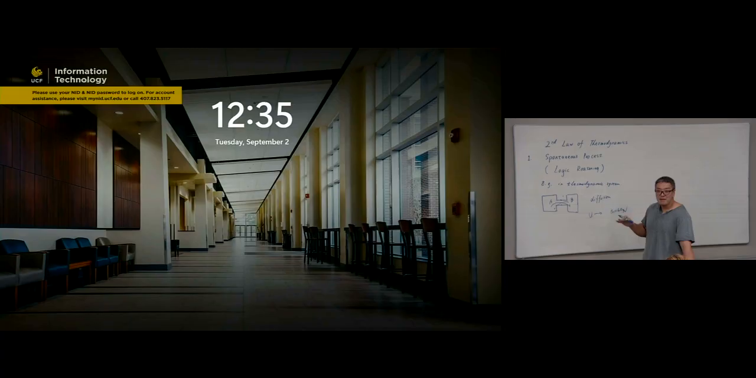Okay? But on the other hand, do you think A and B after mixing with each other can reverse the process? No. That A and B spontaneously separate is unlikely to happen, right? Unlikely to happen. You know what I'm saying?